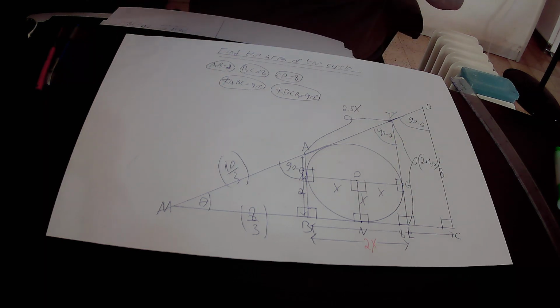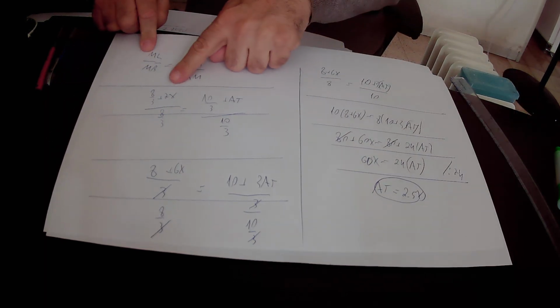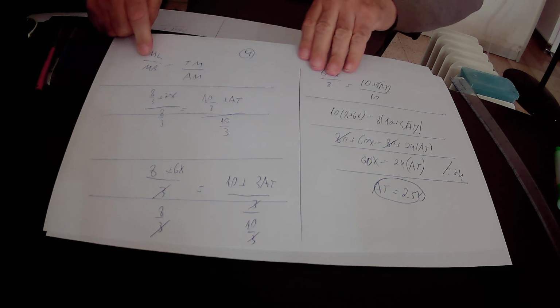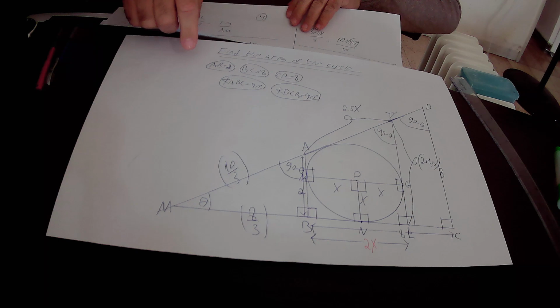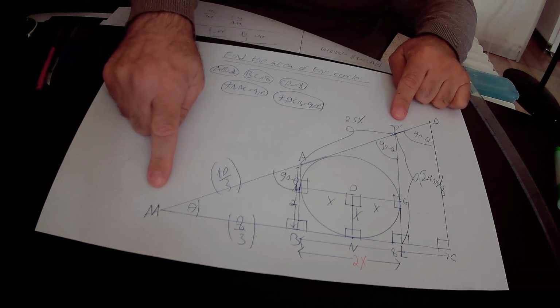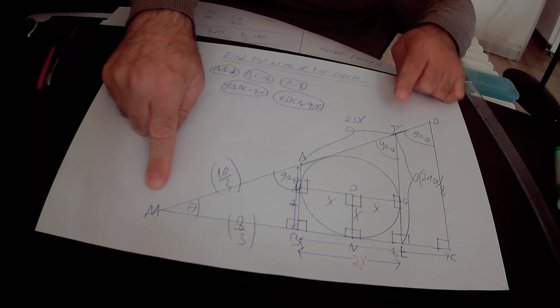Here, ML, we already found out that ML equals 8 over 3 plus 2x. MB equals 8 over 3. TM, what is the size of TM, the length of TM? From the figure, TM equals 8 over 3 plus 80. Again, TM equals 8 over 3 plus 80.